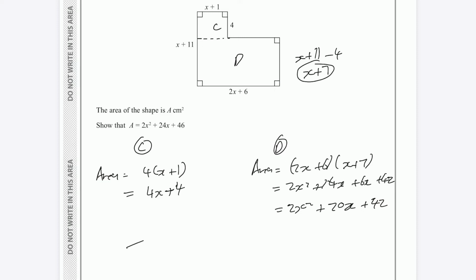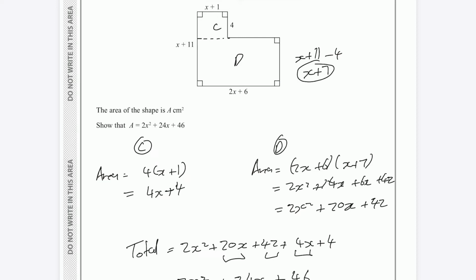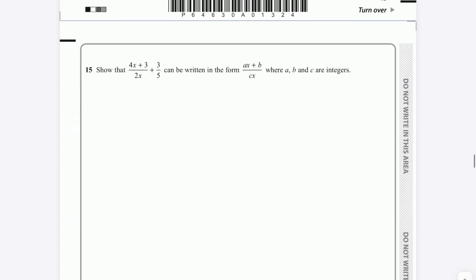And then the total, when I add all that together, so that is going to be 2x squared plus 20x plus 42 plus 4x plus 4. I can collect the like terms, so collect that and that. And that's 2x squared plus 24x plus 46. I check that with that, and they both match, so that is good.